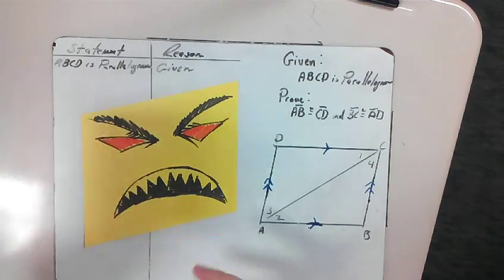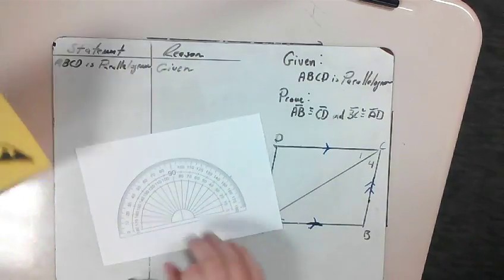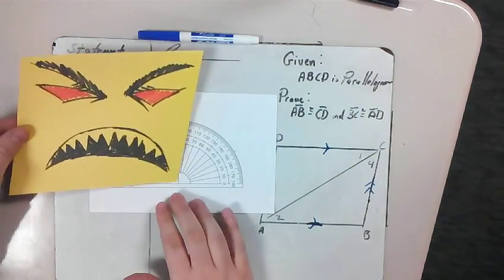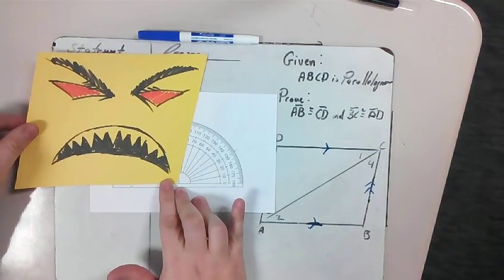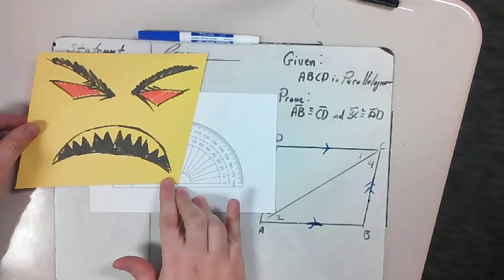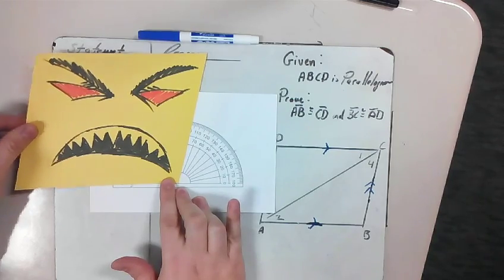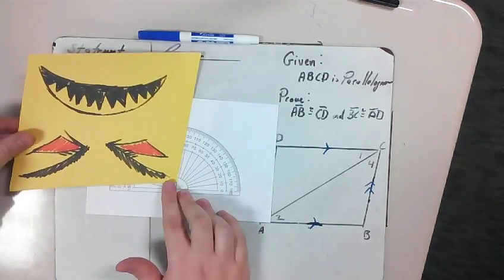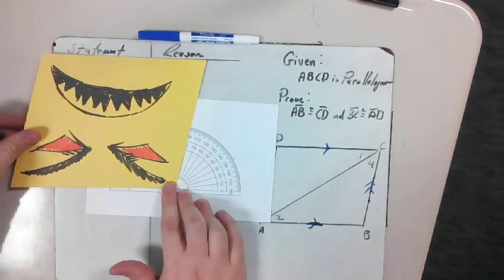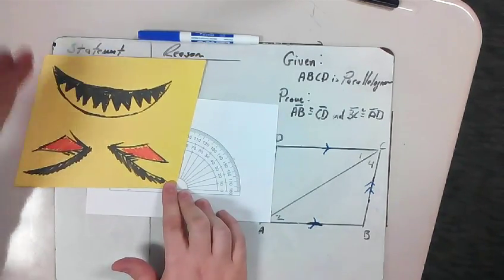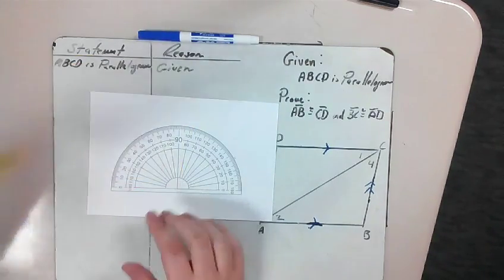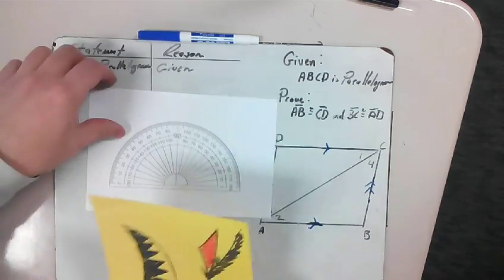Here's our evil parallelogram, and we're going to take a quick look at it. What we've got here is that this guy here is about 80 degrees. Then I turn it, and you notice that this is about 80 degrees. Those are those alternate interior angles that we've come to know so well. Watch what happens now.